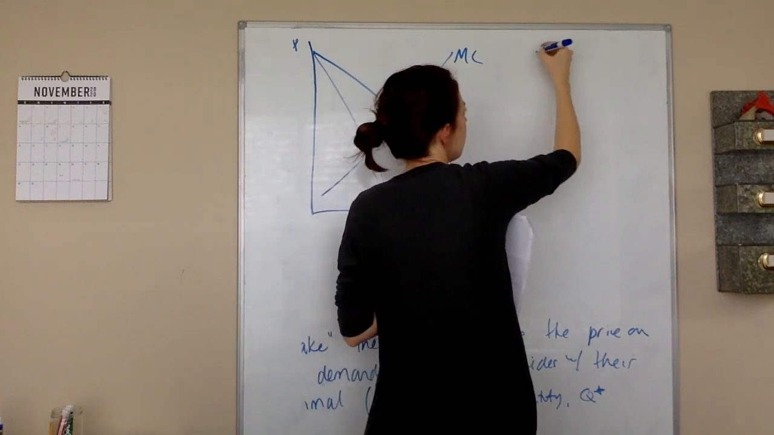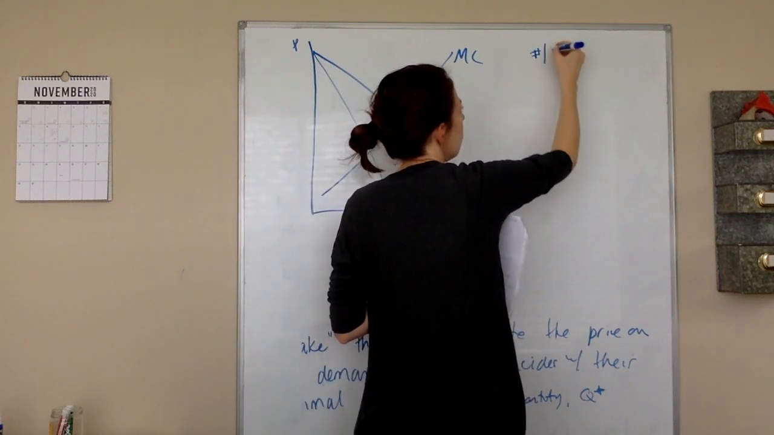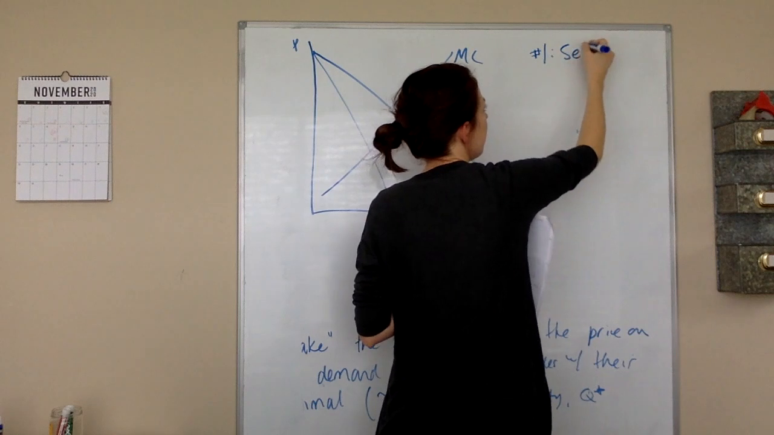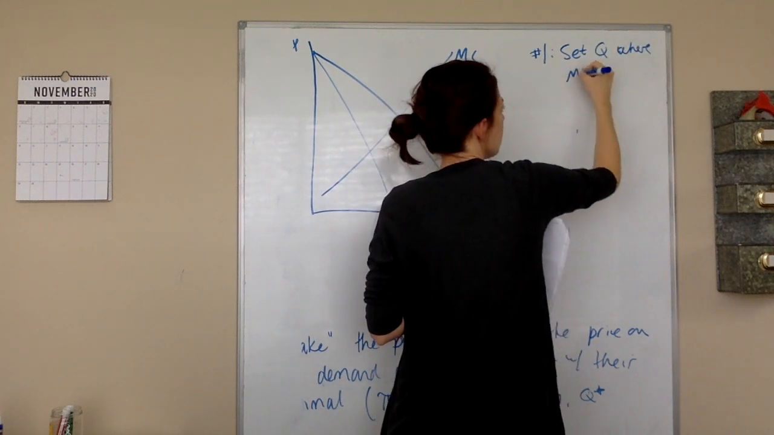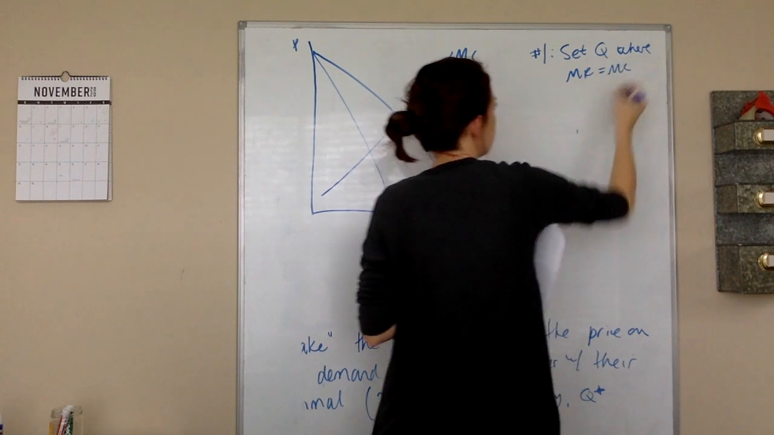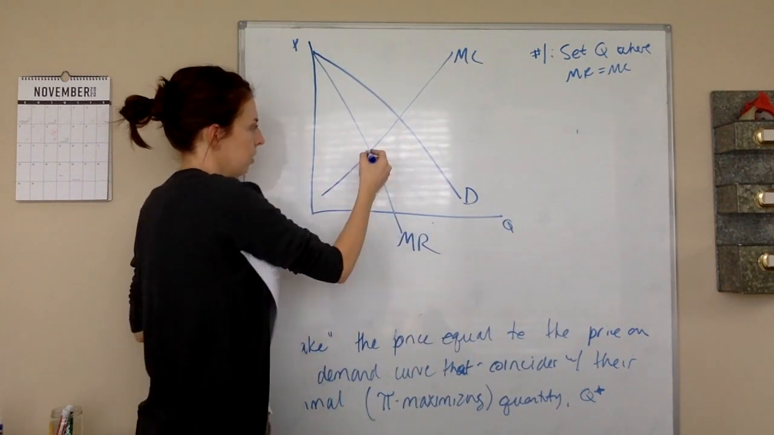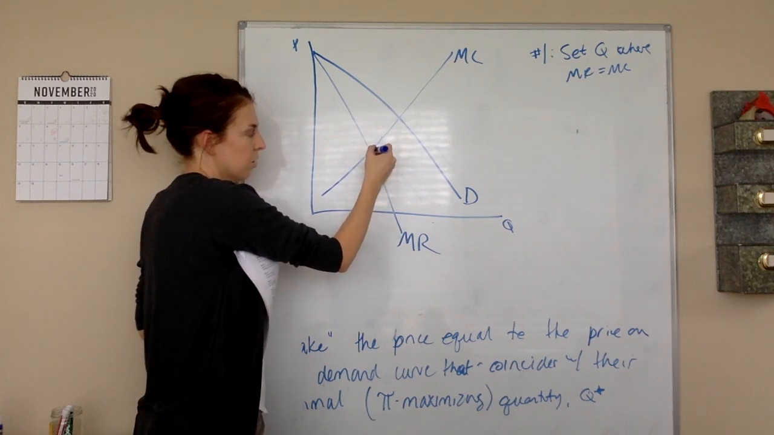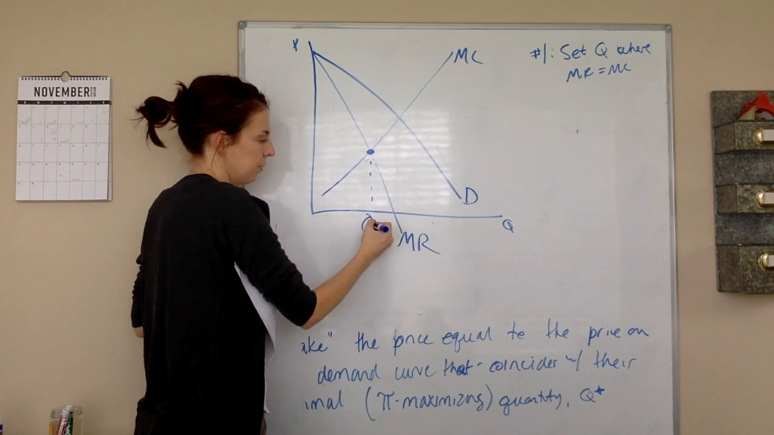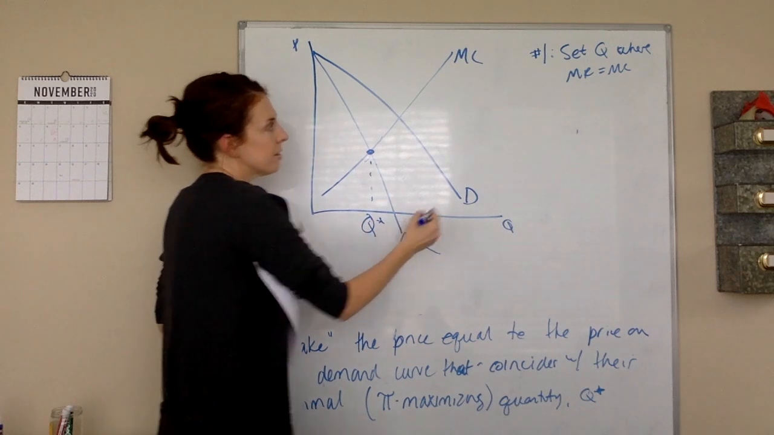What do they do first of all? First of all, they set their quantity where marginal revenue equals marginal cost. Okay. Marginal revenue equals marginal cost right here. This crosshair determines their quantity. What is the second thing they do?